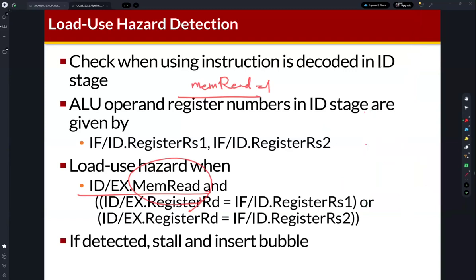This is the load instruction, and then this is some other instruction, the following instruction. Let us assume that the following instruction requires data from the load instruction, right? So it's a load word. Okay. We can detect this load use data hazard when the load instruction is in the EX stage.